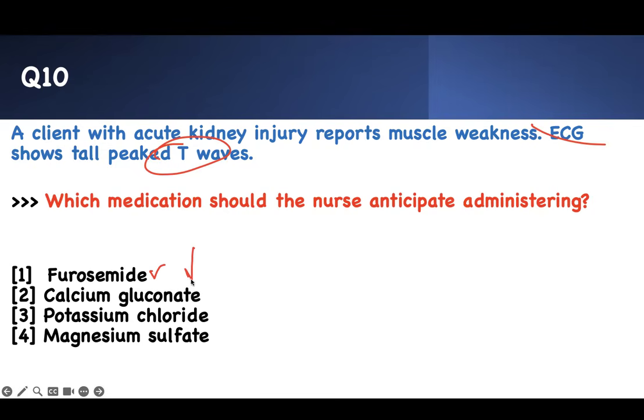Furosemide will lower the potassium, but it takes some time. The heart is being destroyed by the potassium already. It's telling the heart that I'm in trouble. Your heart is telling you that. Calcium gluconate will stabilize your heart. Potassium chloride. Potassium is already high. Magnesium would depress the nervous system, but it does not have too much cardiac effect at this time. Therefore, number 2 is your right answer.